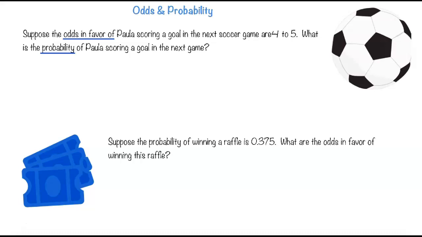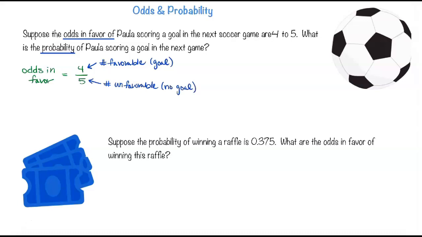With the value of the odds in favor being 4 to 5, we know that the 4 represents the number of favorable outcomes, which in this case is scoring a goal, and the 5 represents the number of unfavorable outcomes, which in this case would be not scoring a goal. To calculate the probability of scoring a goal, we need the number of ways to score a goal, divided by the number of total possibilities.